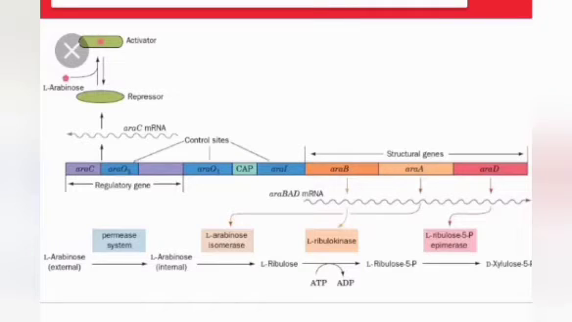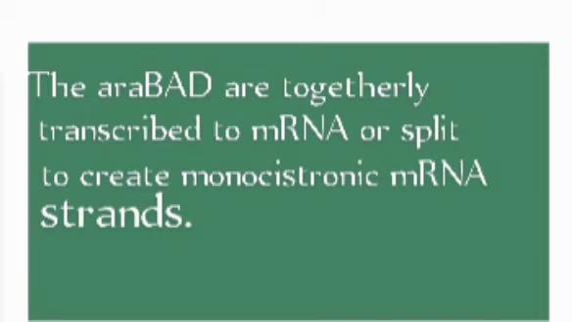On the Arabinose operon, the structural genes are together transcribed into a messenger RNA strand, which may be translated or split to create monocistronic messenger RNA strands that are translated separately into proteins. This simply means that the genes contained in Arabinose operon are either expressed together or not.